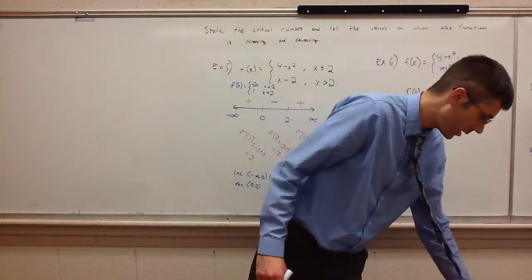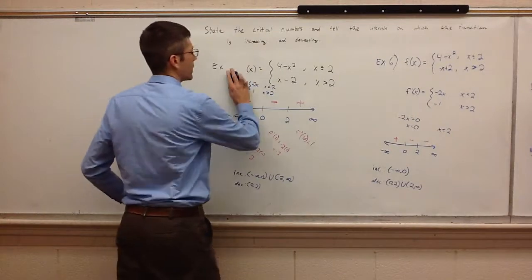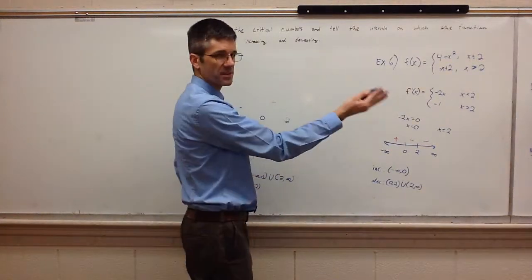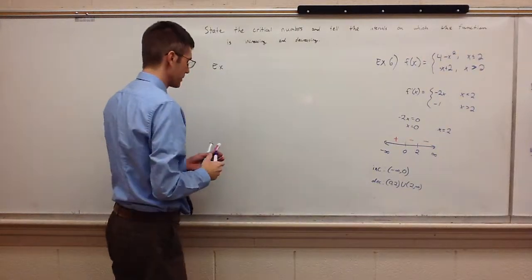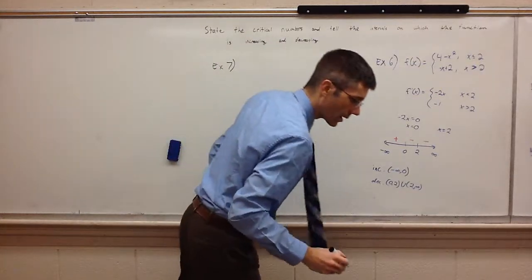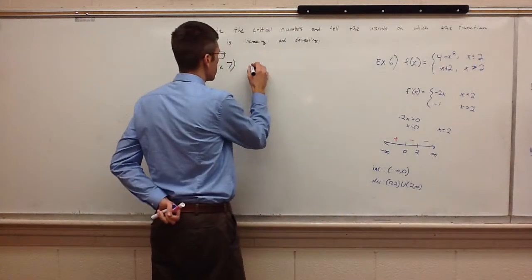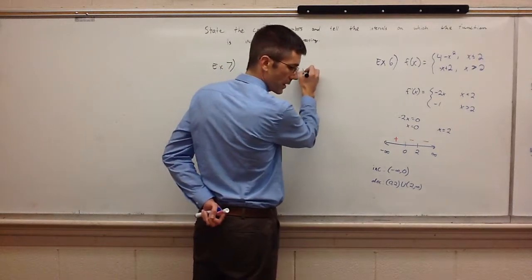Okay, there are a couple more, and they're going to get a little bit tricky. Here goes, number 7. Because 7 comes after 6. Here goes, example 7. Cube root of x squared minus x.